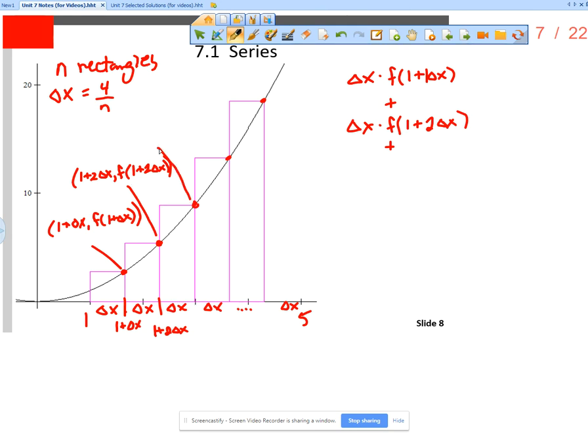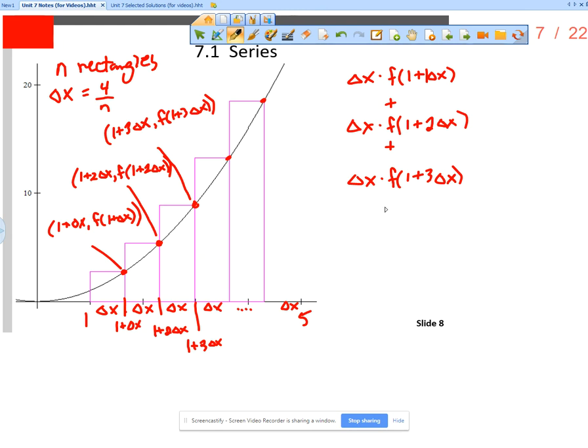Well, once again, we want to think about this point. What is that point there? Well, the x value started at 1, went over 1 delta x, then another delta x, then another delta x. So that point is 1 plus 3 delta x. So that means the x value is 1 plus 3 delta x, and the height would be f of 1 plus 3 delta x. And so the width, once again, is delta x times the height, which is f of 1 plus 3 delta x. And so we're going to continue on.